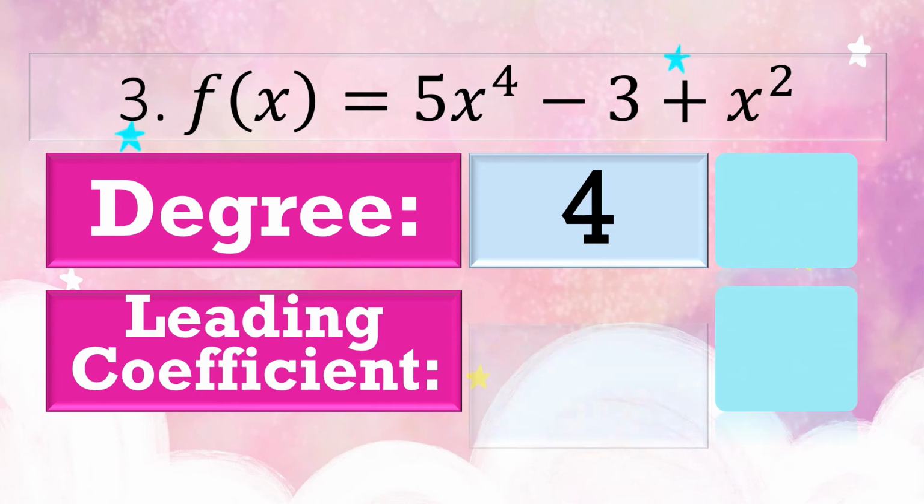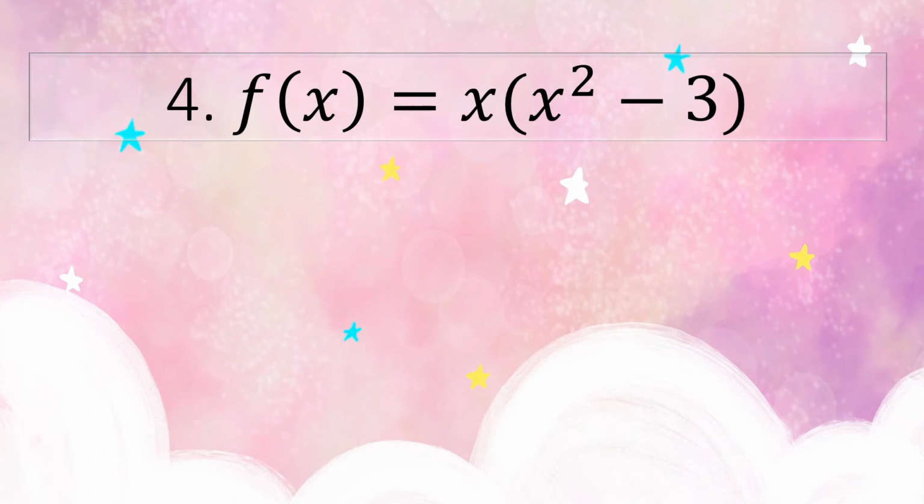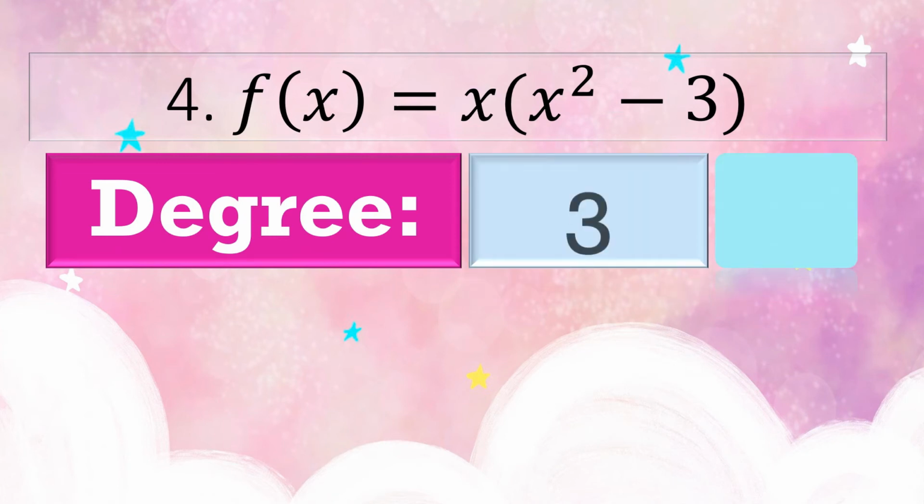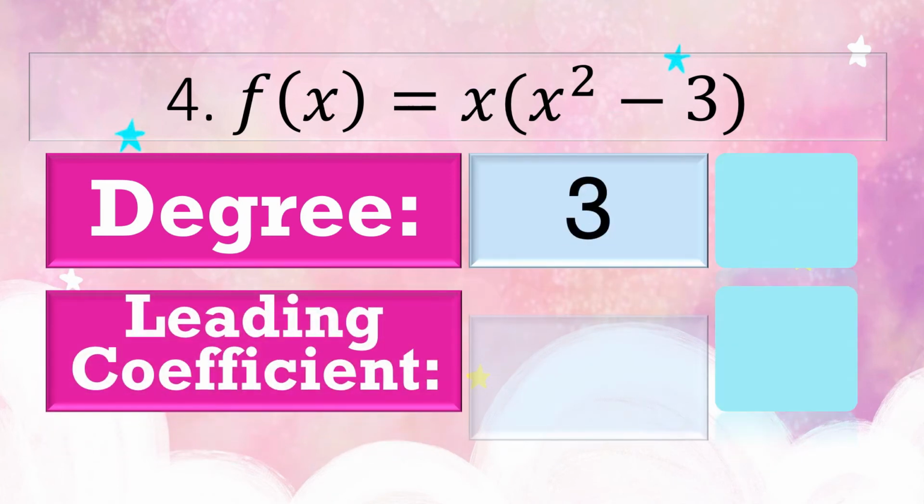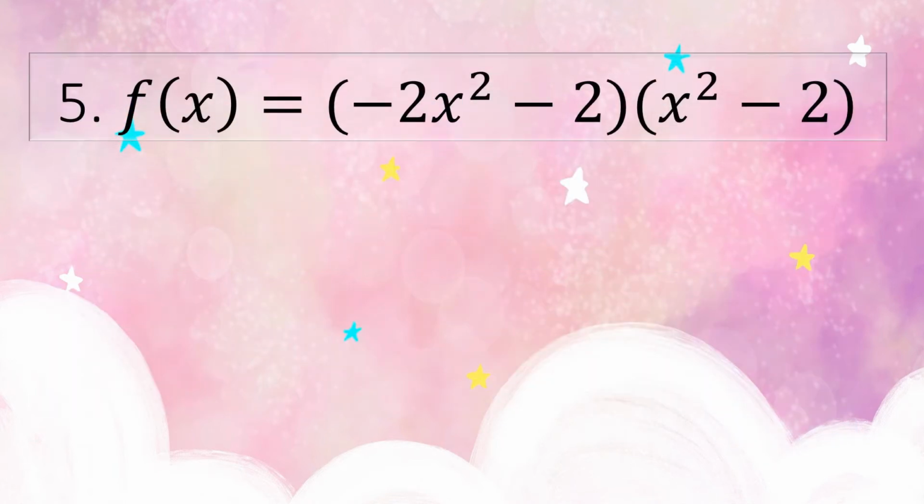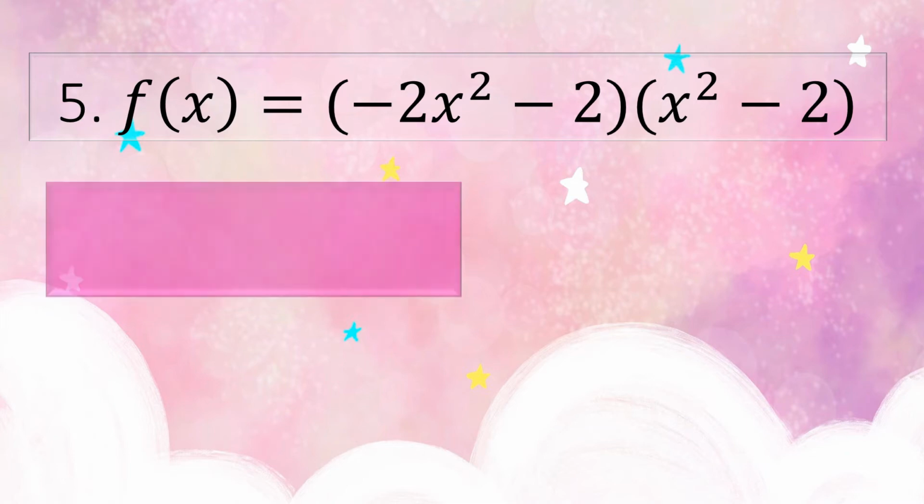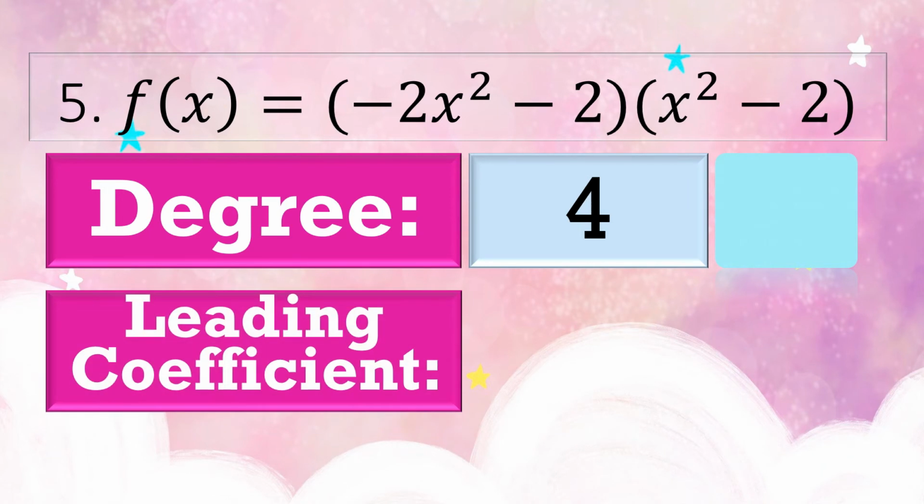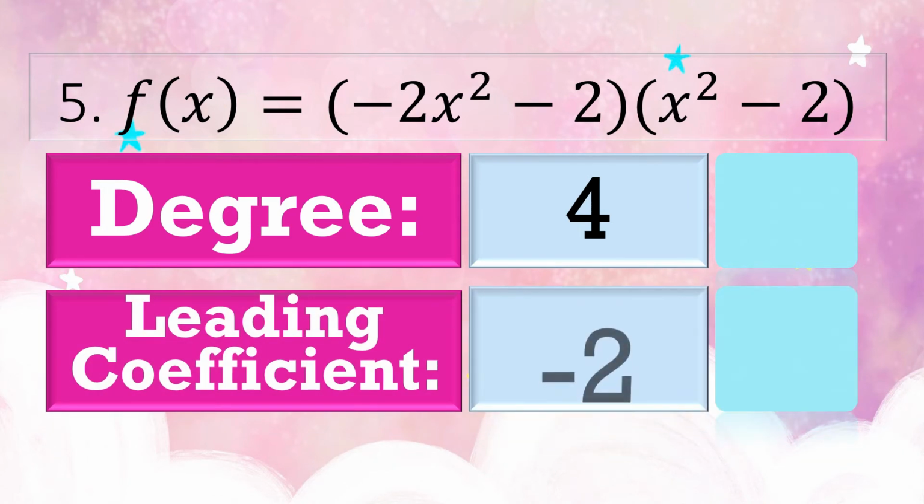Leading coefficient is 5. Number 4, f of x is equal to x times the quantity x raised to 2 minus 3. The degree is 3. Leading coefficient, 1. And number 5, f of x is equal to the quantity negative 2x raised to 2 minus 2 times the quantity x raised to 2 minus 2. The degree is 4. Leading coefficient, negative 2.